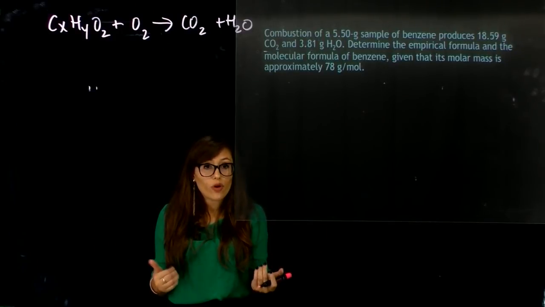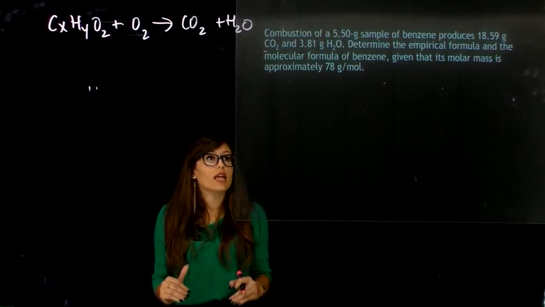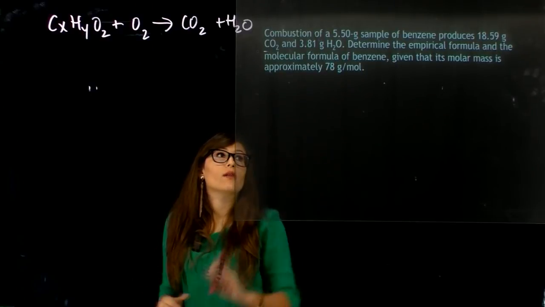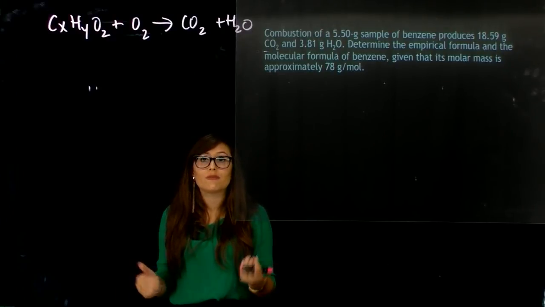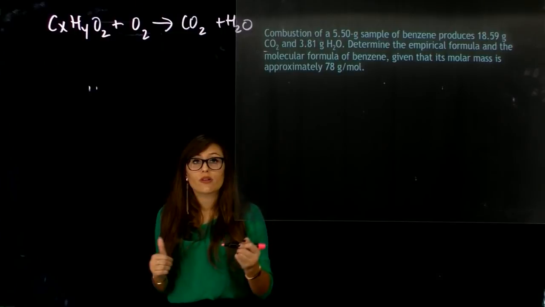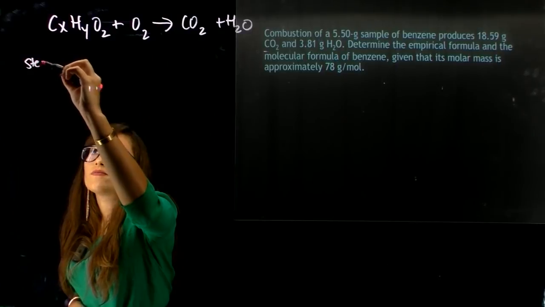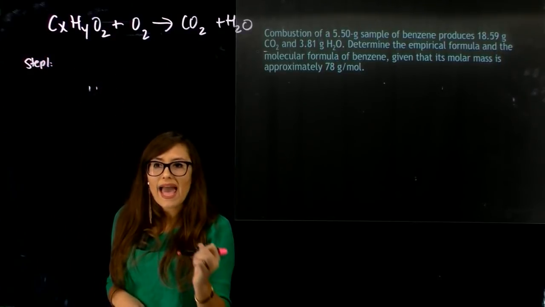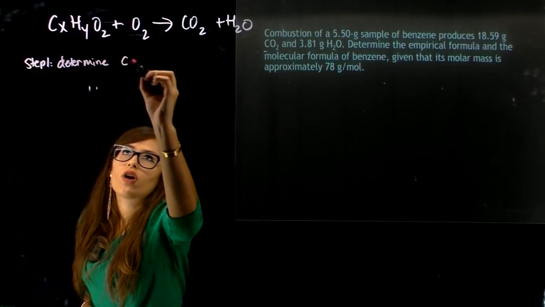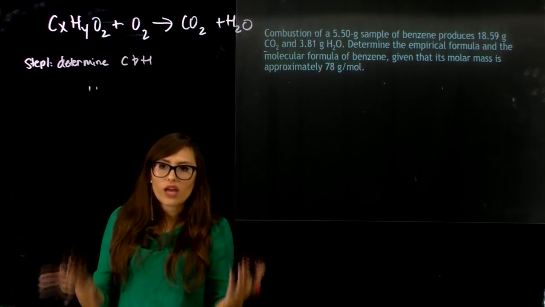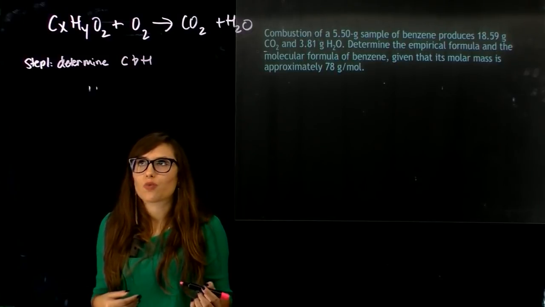Then we can find the empirical formula based on the number of moles of each, and then we can determine the molecular formula because they gave us the approximate molar mass. This is a multi-step problem, so it's very important that you understand why we're doing each step. In step 1, we're going to determine the mass of carbon and hydrogen in order to determine if we have any oxygen available and to then find how many moles are present as well.